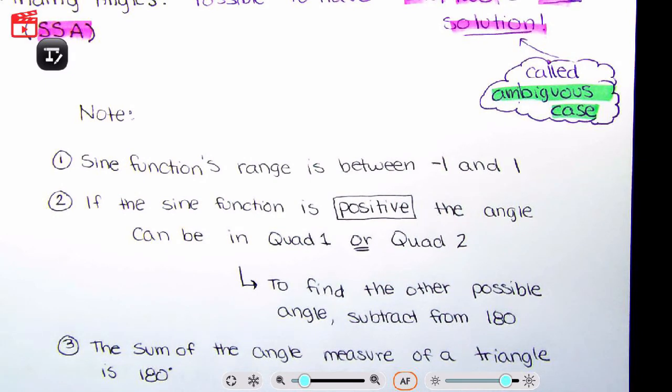If the sine function is positive, so if the ratio is positive, the angle can be in quadrant 1 or in quadrant 2. So this is where you have possibly 1 or possibly 2 solutions. If you find an angle that is in quadrant 1 or in quadrant 2, you find the other angle by subtracting from 180 degrees.